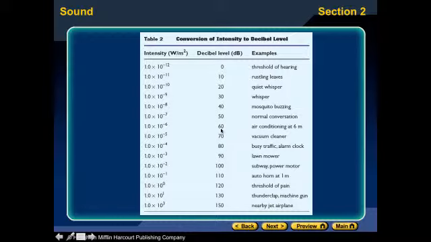An air conditioning unit at 6 meters away, about 60 decibels. A vacuum cleaner is about 70 decibels. Busy traffic or an alarm clock is usually at 80. A lawnmower is about 90 decibels. We probably don't have much access to a subway, but a power motor is about 100 decibels. An auto horn at 1 meter is 110. Okay, a threshold of pain. So this is where you can actually feel a little bit of pain in your ears because something is so loud.